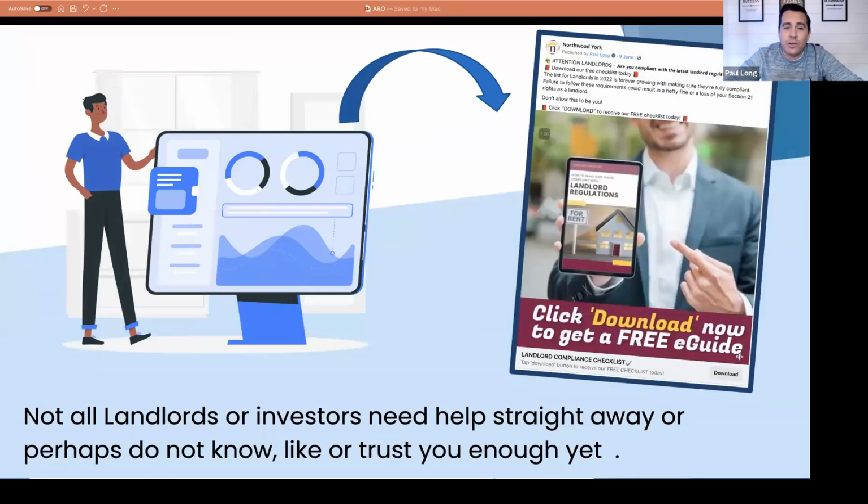Well, not all landlords or investors need help straight away. Perhaps they do not know, like, or trust you enough yet, or perhaps they've got a tenant in their property and they're quite happy. But there will be a day when they need your help, or perhaps they've got an agent which they're happy with.